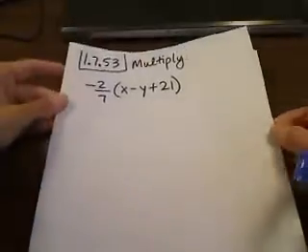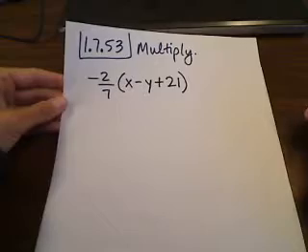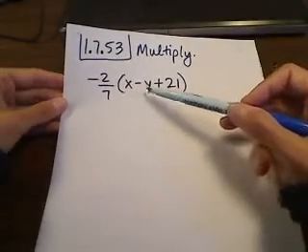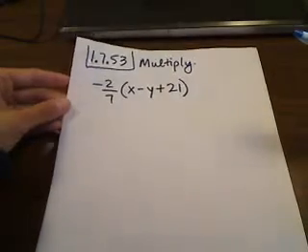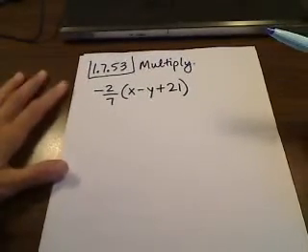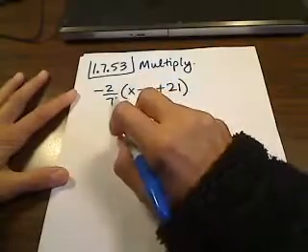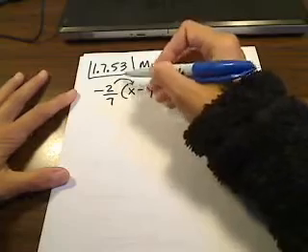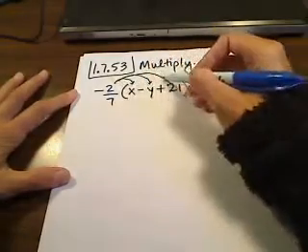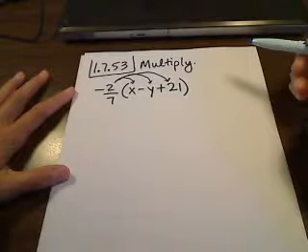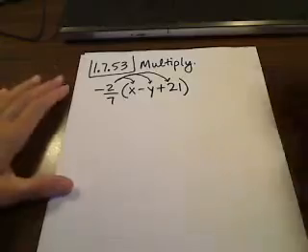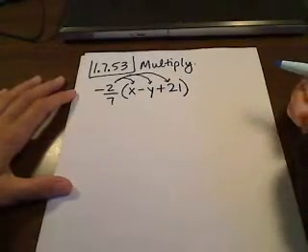Another question that was asked over email was this one right here, 1.7.53. They ask us to multiply, and they give us -2/7 times all of this stuff on the inside. When you're going to multiply fractions, you notice here you're going to have to use the distributive property. So we're going to take this -2/7 and multiply it by each of the pieces on the inside. And remember that when you multiply fractions, you just multiply straight across: you multiply the numerators and then you multiply the denominators.